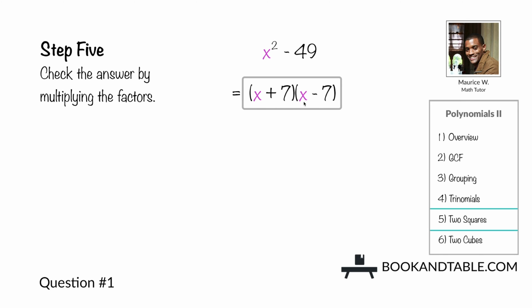And now we can check the answer by multiplying the factors. The final polynomial should match the original polynomial. So we get x times x, which is x squared. Then we have x times negative 7, which is negative 7x. Then we move on to the next term and we get 7 times x, which is positive 7x. These two terms cancel out. And we have 7 times negative 7, which is negative 49. So since the final polynomial matches the original polynomial, that confirms that x plus 7 and x minus 7 are the factors of x squared minus 49.